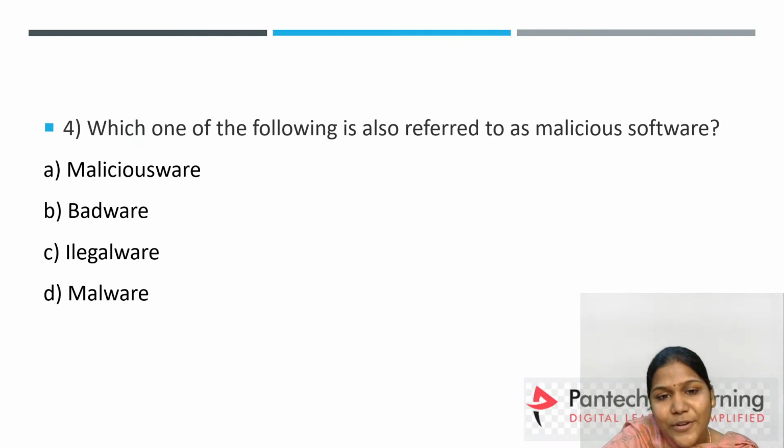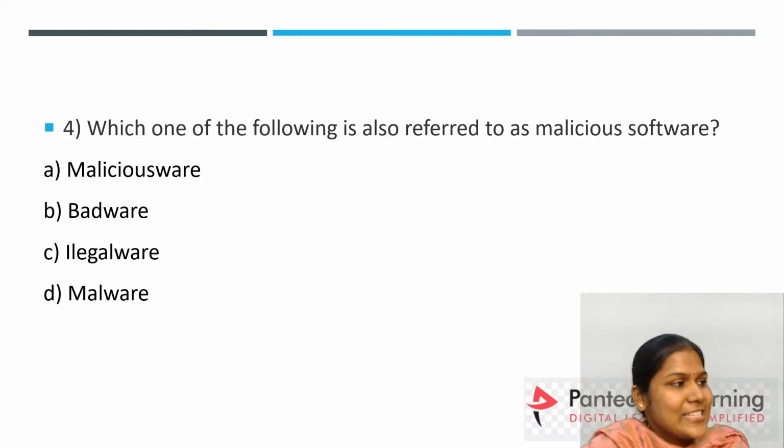Okay? Yeah. Here comes the next question. Fourth question. Which one of the following is also referred to as malicious software? Malicious means negative. I want answers like 4A, 4B, 4C, 4D. Yes, please do reply. Very good, Ganesh. 4D, malware. Malicious means malware, negative. Okay. Still two more questions are there. Let us see what that is.